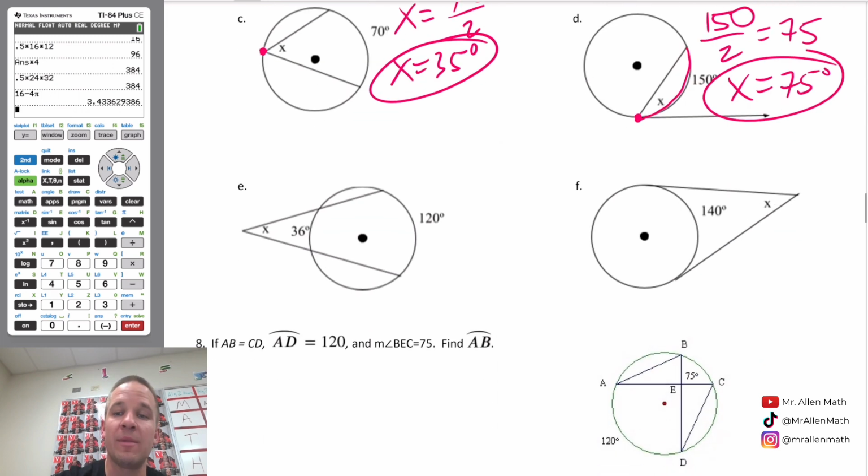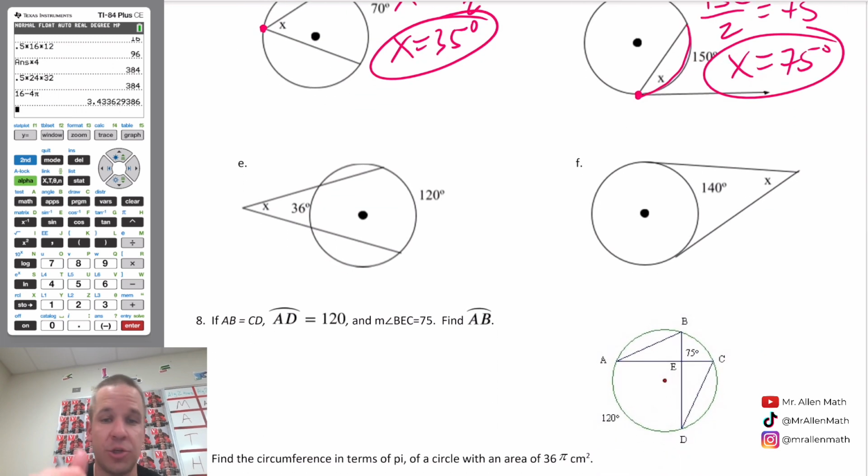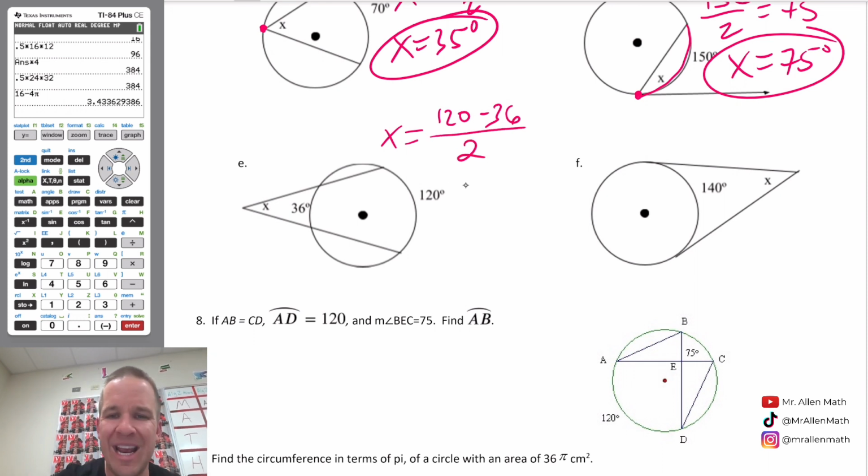Boom. Now I got myself an out angle. Out angle situation going on. But I have my two arcs, which is nice. So x is equal to my big arc, which is 120, minus my small arc, which is 36, divided by 2. So my numerator is going to be 84. Yeah, x equals 84 over 2. So x is going to equal 42 degrees.